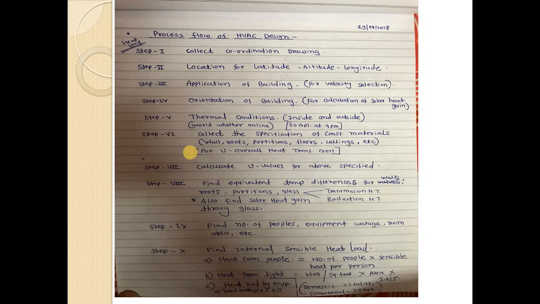The fourth step is the orientation of the building, and it is helpful for calculating the solar heat gain. Orientation is nothing but the facing of the building, whether the direction is south, west, or in between south and west. So we have to define that orientation in order to calculate the solar heat gain.